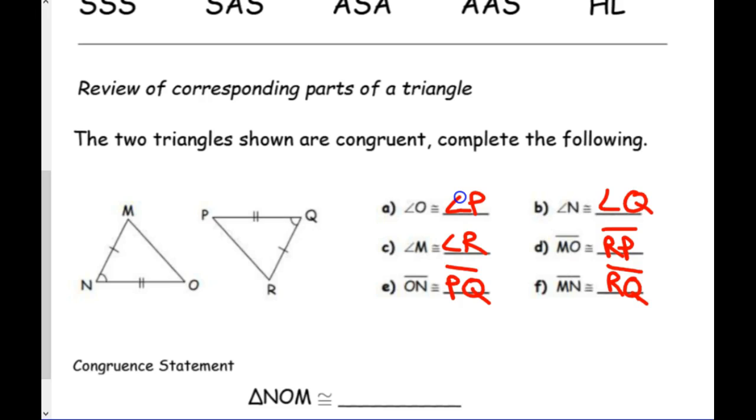NOM matches what? QPR. So triangle QPR. Now that's review, kind of like the warm-up. By now you should be able to do that on your own. Match things up, tell me what's congruent. Okay, now we got brand new stuff, so flip it over to the next page.